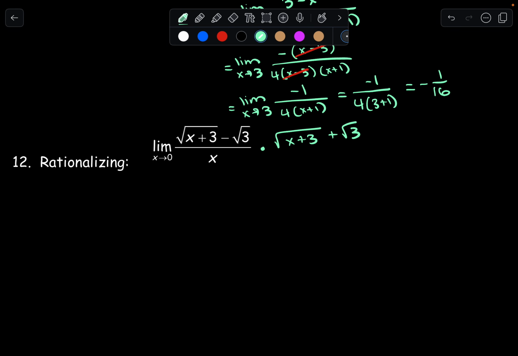Now, same thing, I can't just multiply whatever I want with this. I can only multiply it with 1 because I do not want to change the value of this function, okay? So we're going to multiply with the conjugate.